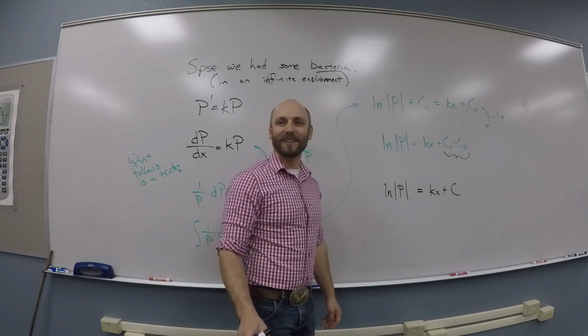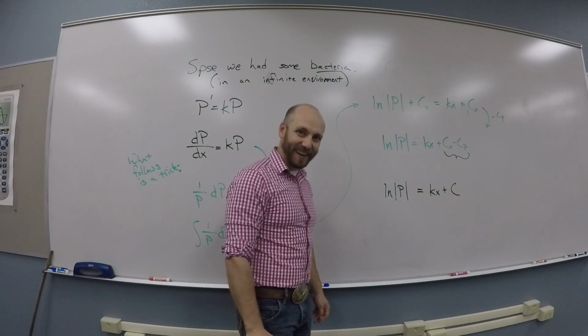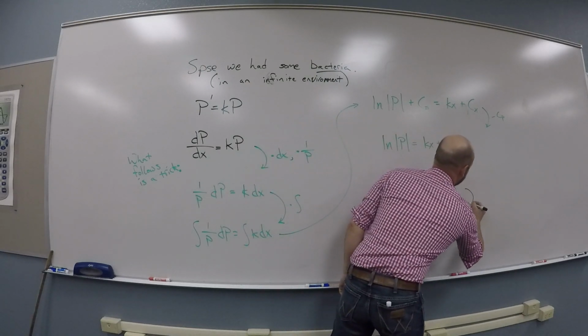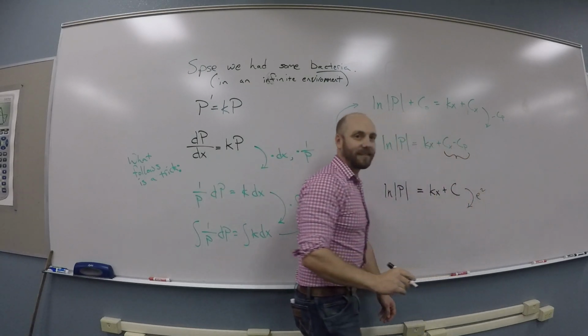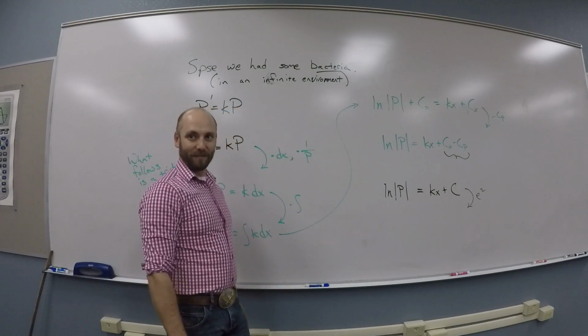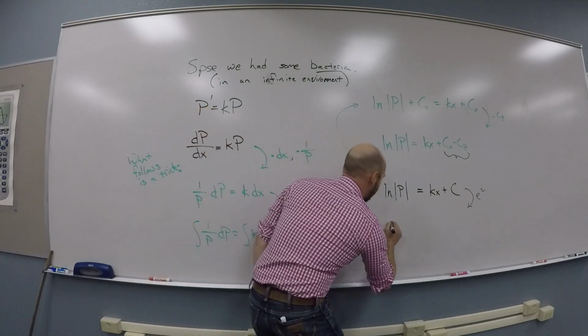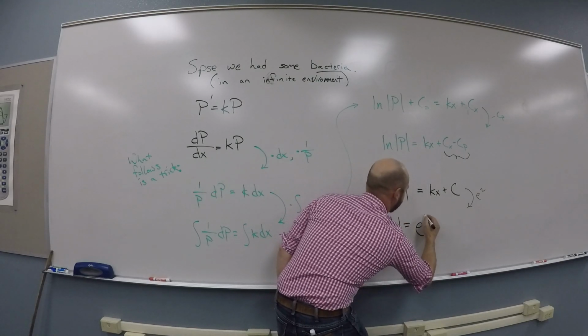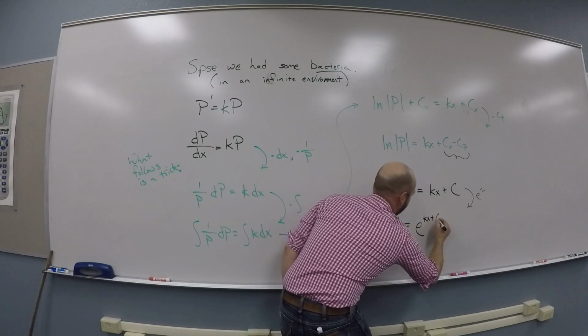Don't say that word to the Algebra 2 students, though. It's scary. Just slap an e underneath both sides, right? It's fine. So do e to the stuff to both sides, right? And you get the absolute value of p is e raised to the kx plus a constant c.